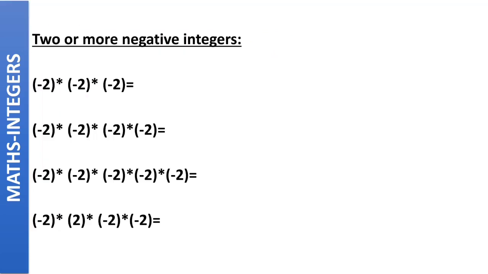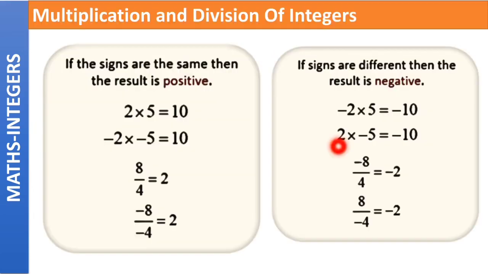Next topic is multiplication and division of integers. Now we have completed addition and subtraction, and we have come to multiplication and division. In case of multiplication, if the signs are same, then the result is positive. If the signs are different, then the result is negative. We know this, right? We have been learning about this from the first class. Let us look at the first example here.